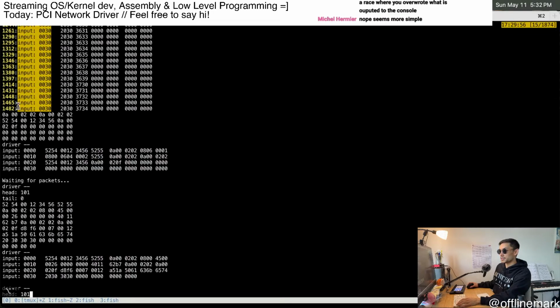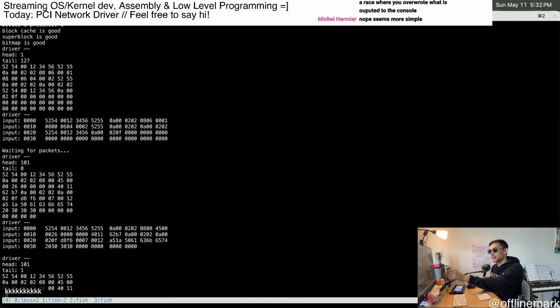So originally we were seeing that head is 1 and tail is 127, and that's good. That's roughly the initial state we expect. Actually, head is initialized to 0. So here, what that means is that something was written into descriptor number 1. And tail is pointing at the last one, which is where it should be.